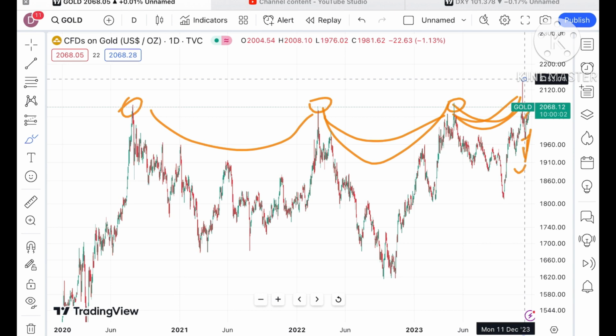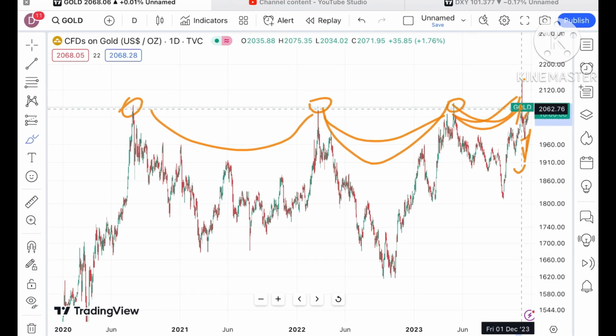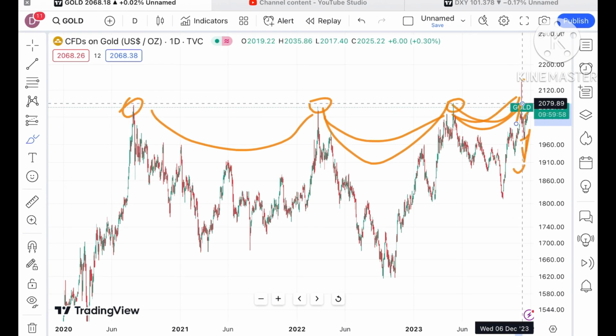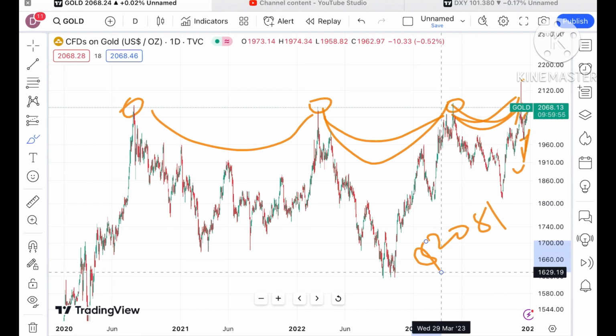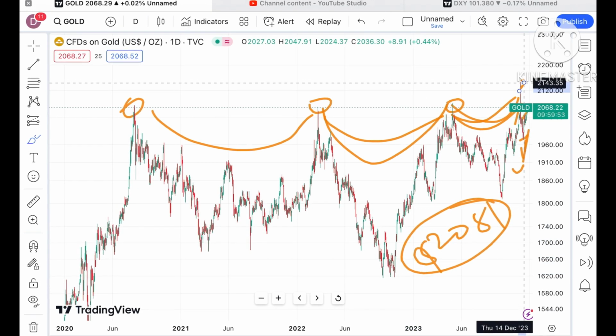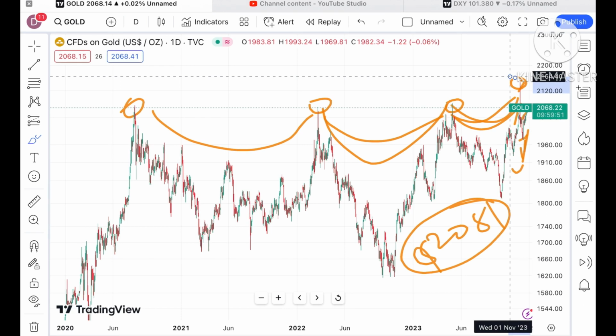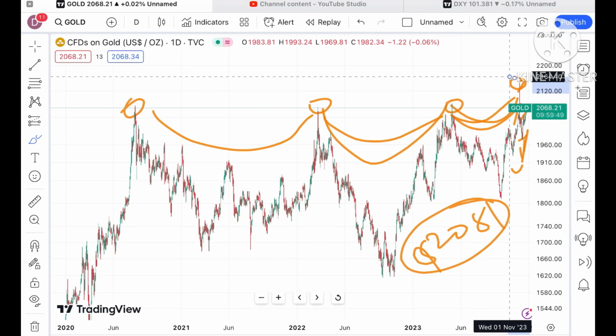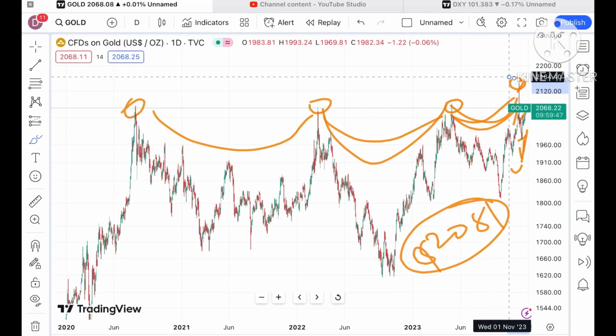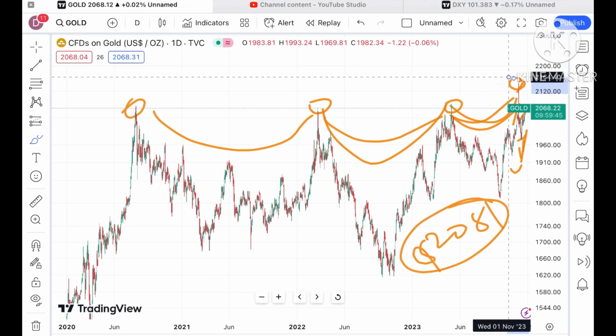Now it has already touched this level, so if the price starts sustaining this level, there is a probability of going towards 2081. If it sustains above this level, it can touch a level of around 2145, and from there a further upside if the price sustains above that level.